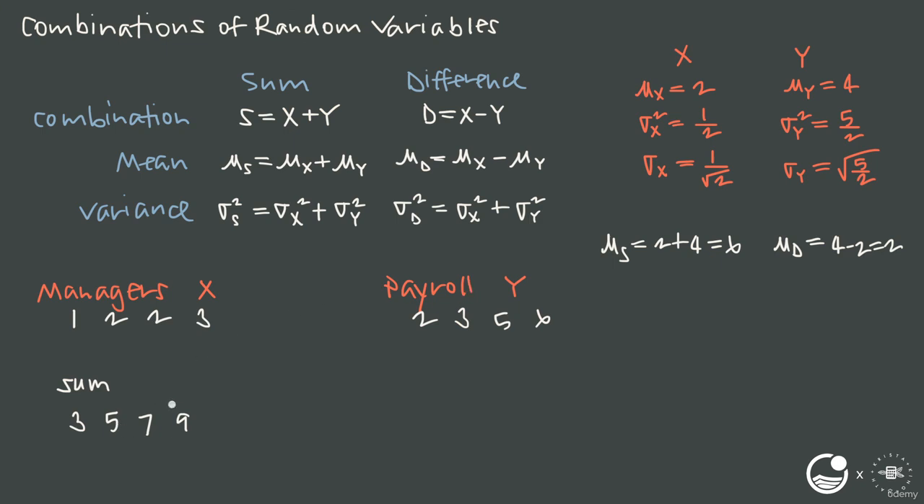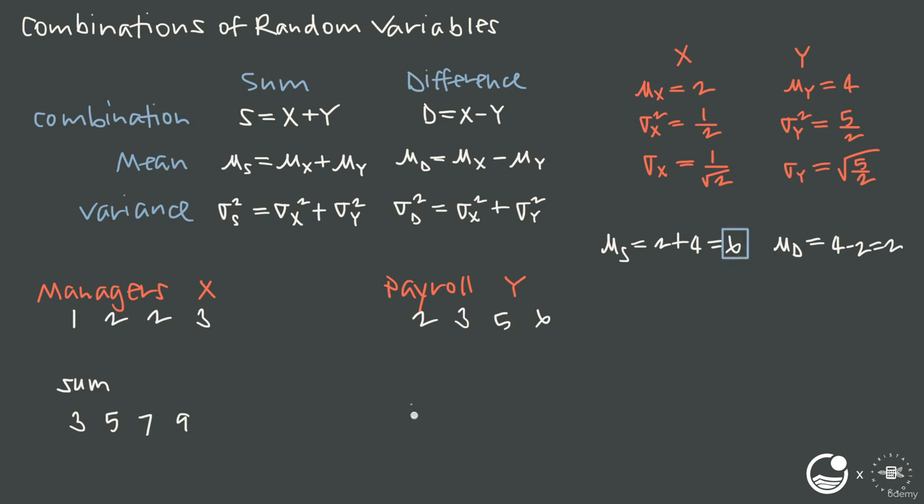This is now a new data set where we've summed the data points in sets X and Y. And what we realize here is that if we take the mean of this new data set, we would add 3 to 5 to get 8, plus 7 is 15, plus 9 is 24. We get 24 divided by the number of data points in the population, 4. 24 divided by 4 is 6. And we see that we get back to this value we already found.